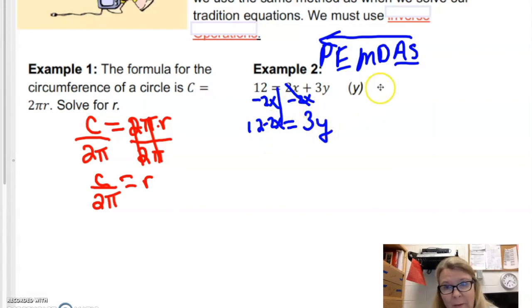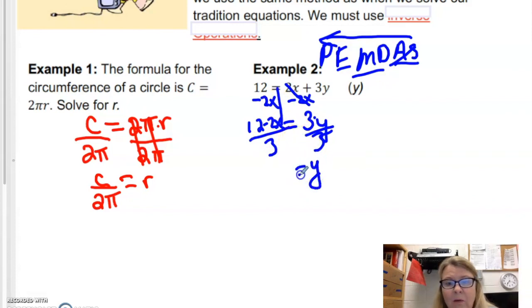We still have a 3 that we've got to get rid of. There's no more addition or subtraction. Now we've got to get rid of the multiplying and dividing. So there's a 3 that we've got to get rid of. It's being multiplied right there, so we're going to divide. If you do it to one side, you've got to do it to the other side, the whole side. So we have y is equal to 12 minus 2x, all over 3. That is truly solved for y.